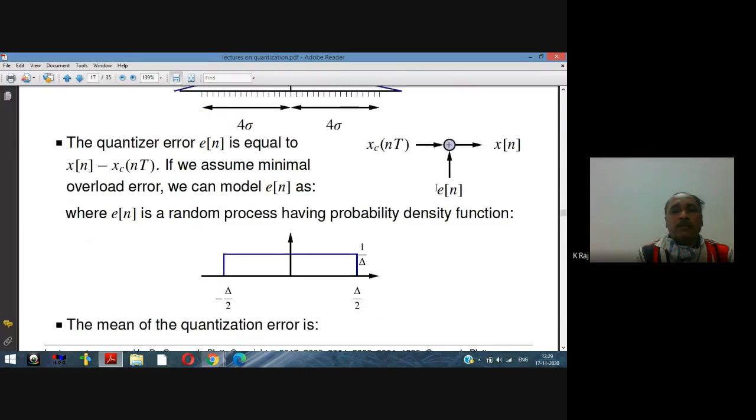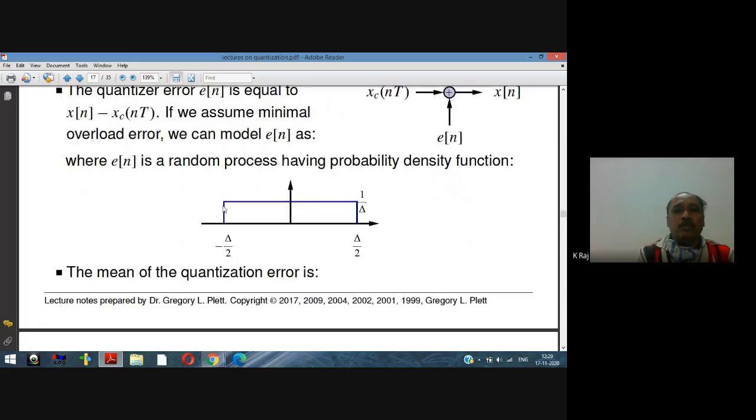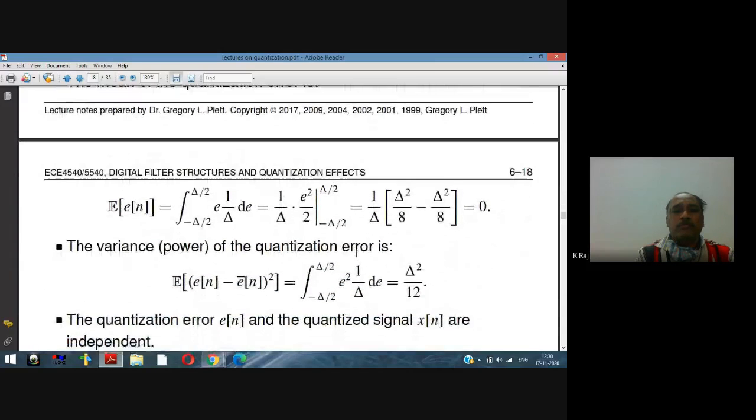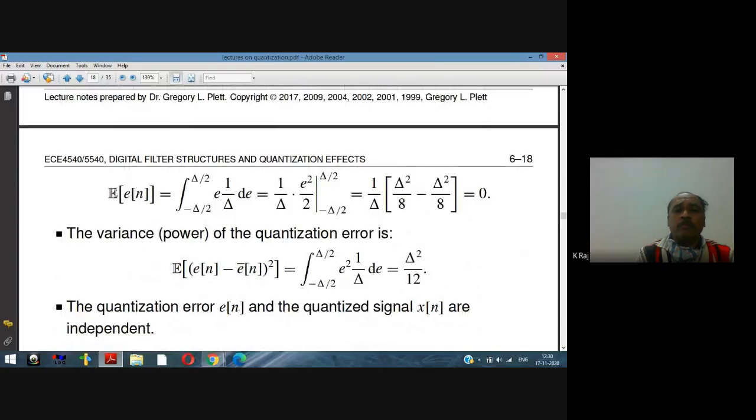Now en, in the case of rounding, may be represented as a random process having the probability density function 1 by delta, and the range is from minus delta by 2 to delta by 2, and the mean of the quantization error will naturally be 0. This can be calculated from here. That is, the mean of en will be the integration from minus delta by 2 to delta by 2 of e times 1 by delta de, and after some manipulation we will find that it is equal to 0 here. See here the mathematical calculation, and we are getting the value of 0.